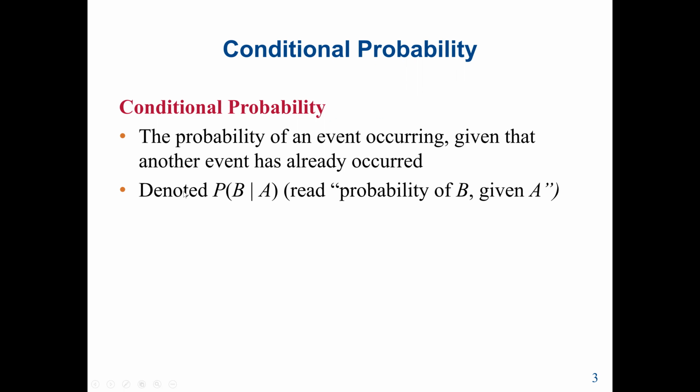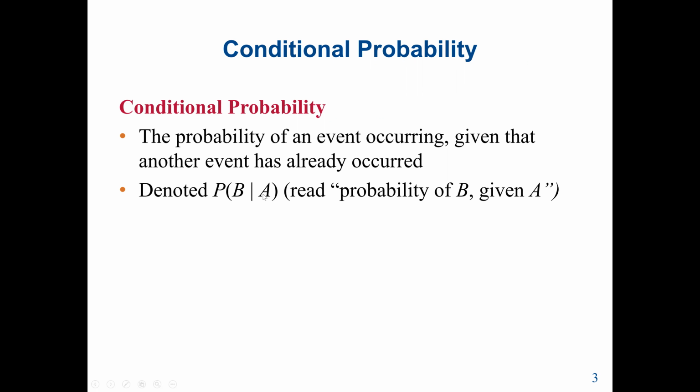And it's normally denoted as P, probability of event B given A. So the vertical line here will mean given. A will be our condition, something that has occurred already, and we want to know if A occurs, B also may occur based on some probability. So this is read as probability of B given A.